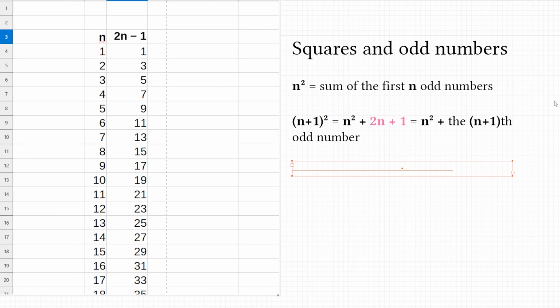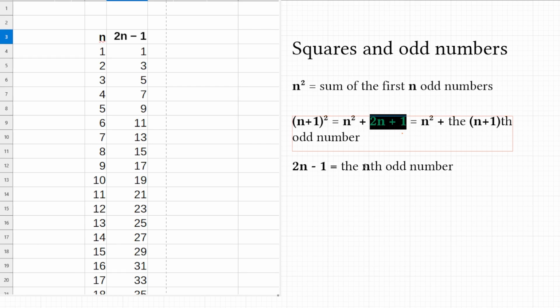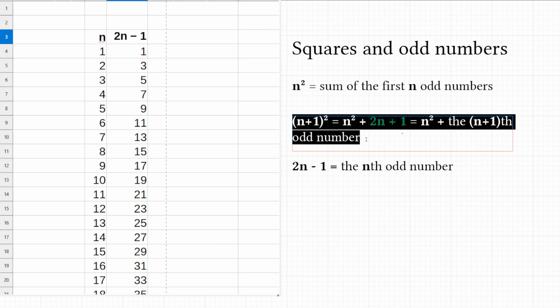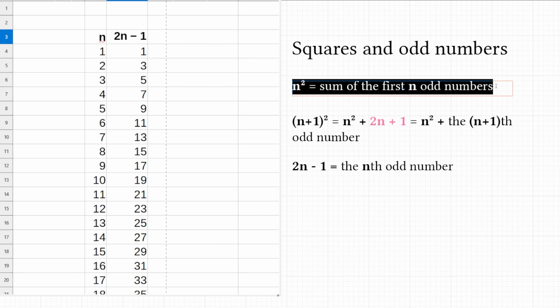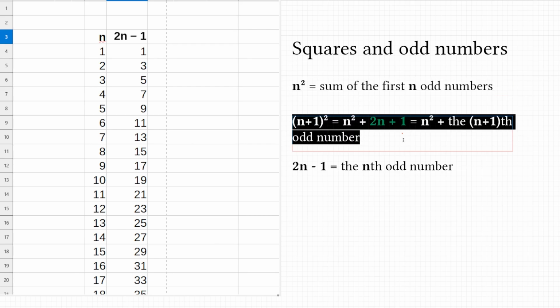I also have this formula right here. The nth odd number is 2n minus 1, so this is the next odd number after that, the n plus 1th odd number. And I hope it's clear how this thing follows from this thing, because this formula is recursive.